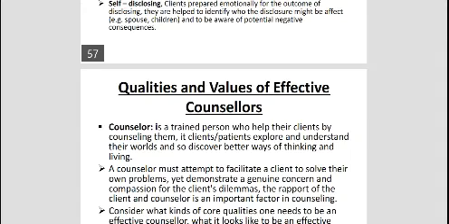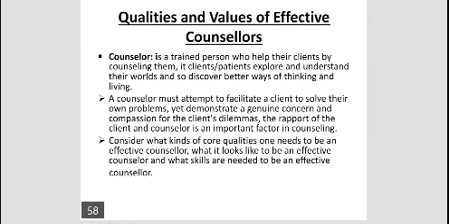Now, student-led: the qualities and values of an effective counselor. We say a counselor, and we know who a counselor is, who a counselee is, and what guidance is and the difference between these. But let's see the qualities and values of an effective counselor.